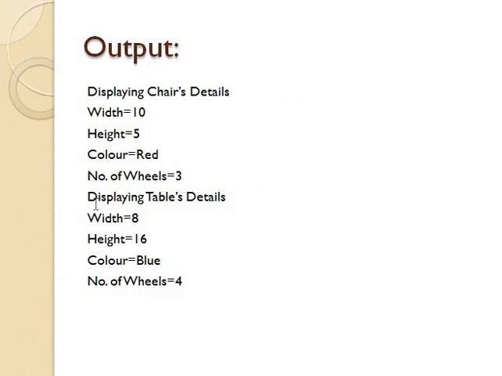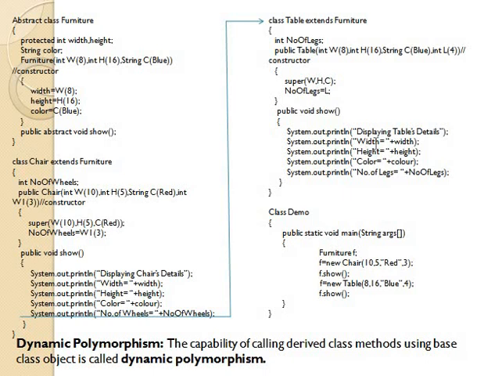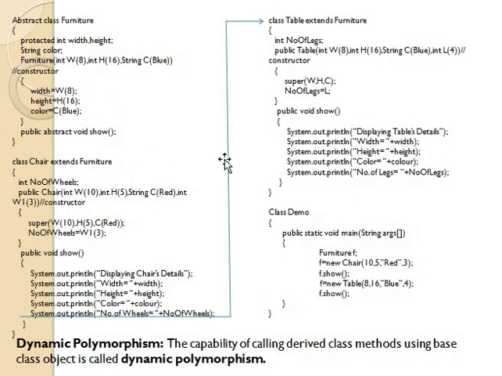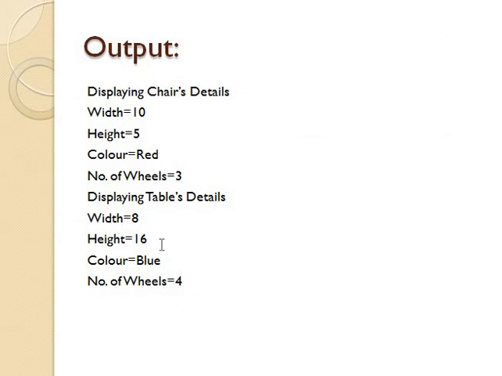And that's why in the output you can see this text displaying tables details exactly as it is in the output. Then in the next line, it prints the text width equal to, followed by the value of the data member width, which comes to width equal to, the value of width in this case will be 8. So width equal to 8 gets displayed in the output, which is shown here. Then again come to the next line, it prints the text height equal to exactly as it is in the output, followed by the value of the data member height, which in this case is 16. So height equal to 16 gets displayed in the output. So here it is, height equal to 16.